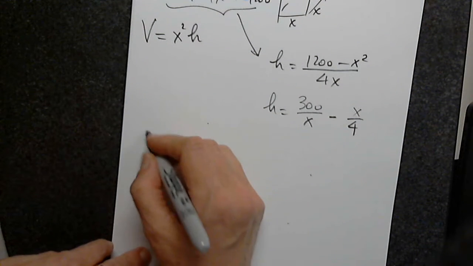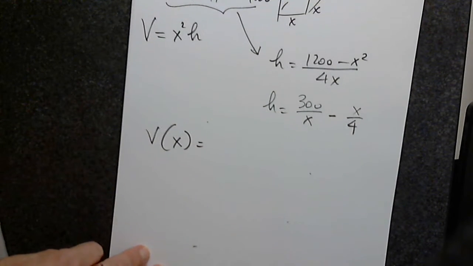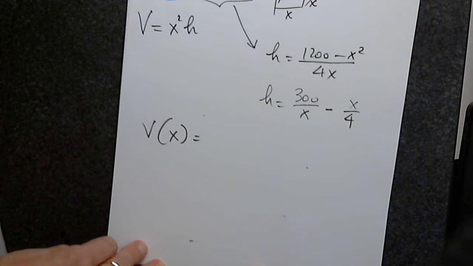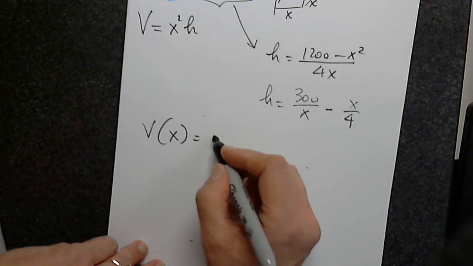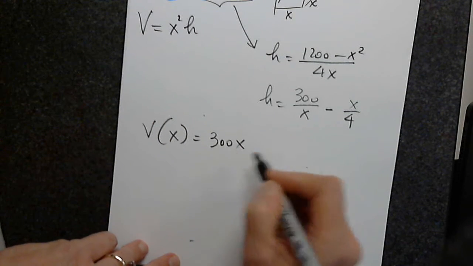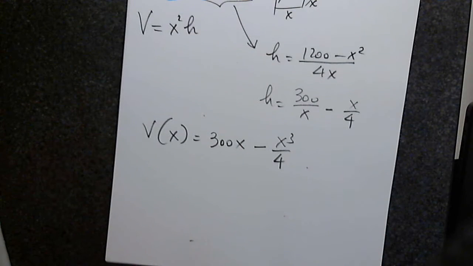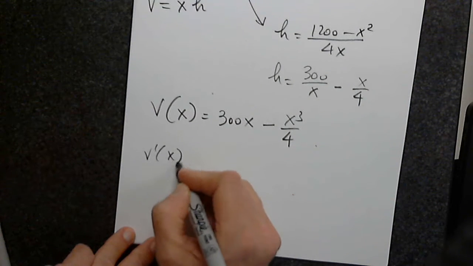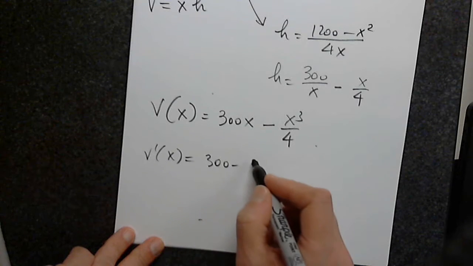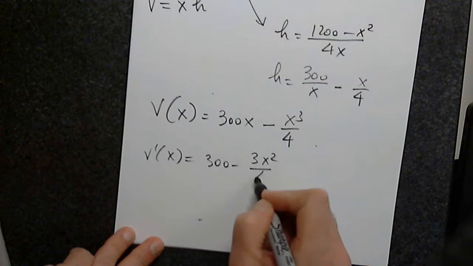Okay, so now the volume is indeed, at this point, a function of x. So I have to multiply by x squared. So this is 300x minus x cubed over 4. So far, so good? Then we differentiate. We get 300 minus 3x squared over 4.